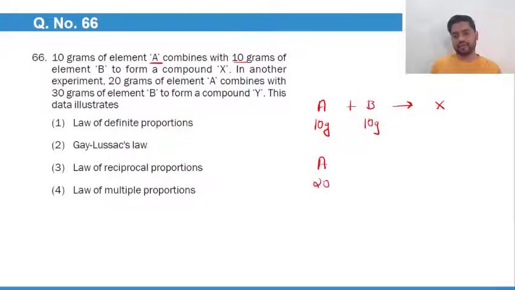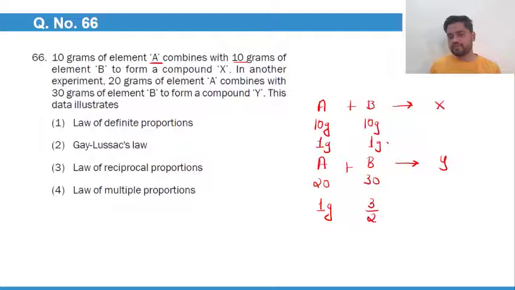So A is 20 grams, combines with 30 grams of element B. So B is 30 grams and will give you Y. This data illustrates, so if I divide all the things by 10, can I say 1 gram of A combined with 1 gram of B? Okay, clear? Similarly, here if I divide by 20, can I make it 1 gram of A? Gives you what? 3 by 2 grams of Y, right?